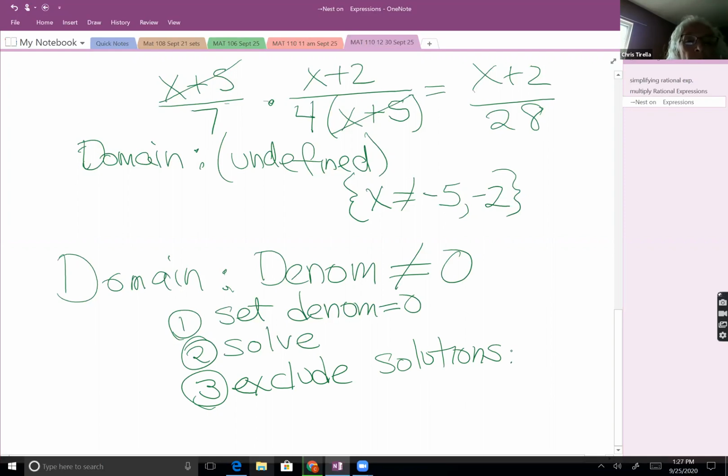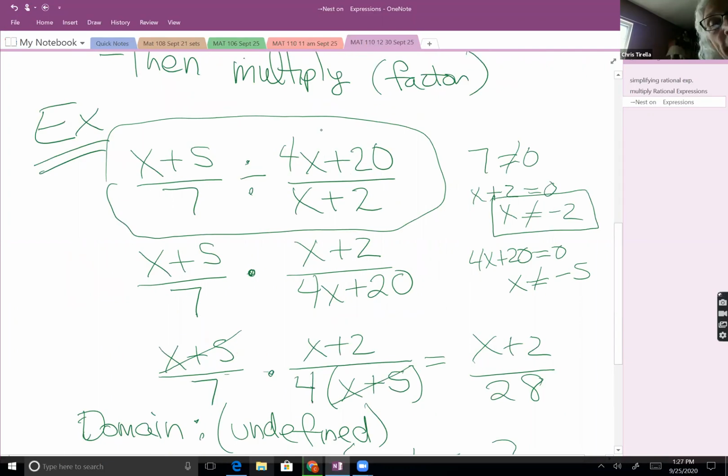So if I go back up to the example we just did, when I look at the original problem, I don't care at all about the numerator when I'm looking at the domain. I carry out these denominators. So 7 doesn't ever equal 0, so we don't have to worry about that one. But x plus 2 can equal 0. When x plus 2 equals 0, solving that, we get x equals -2. I'm so sorry. And so x cannot equal -2. The domain would be all the numbers except -2.